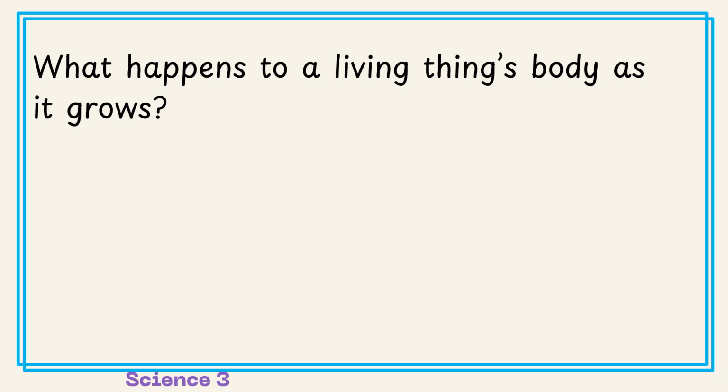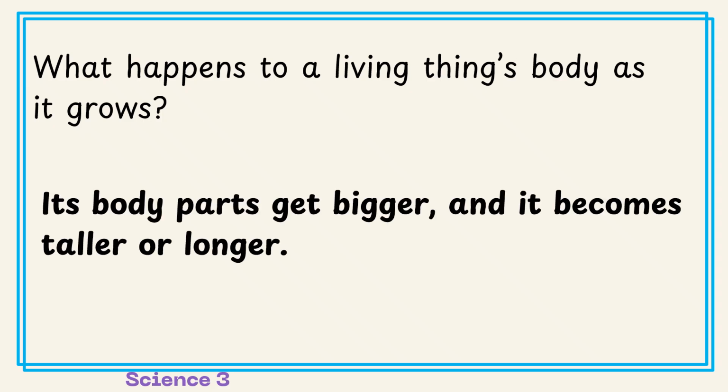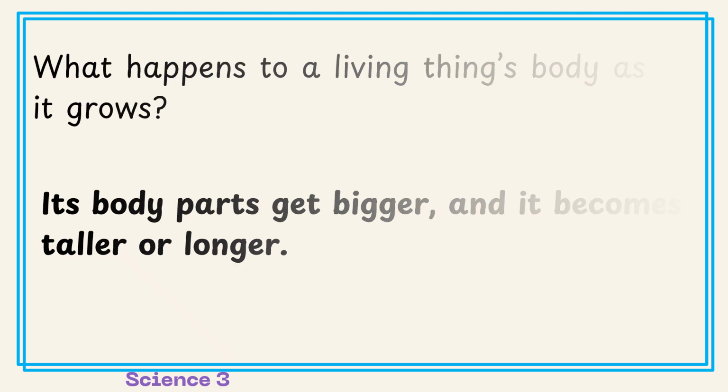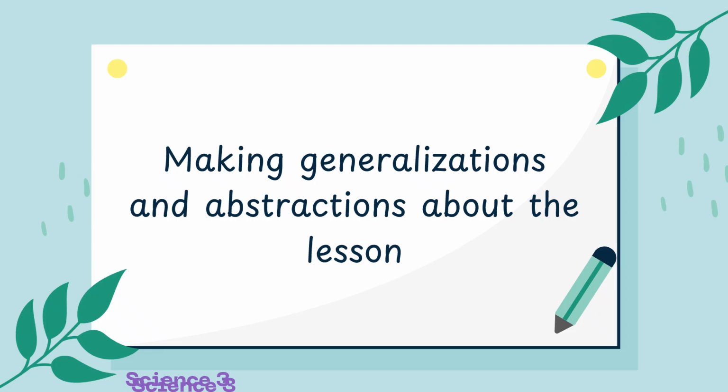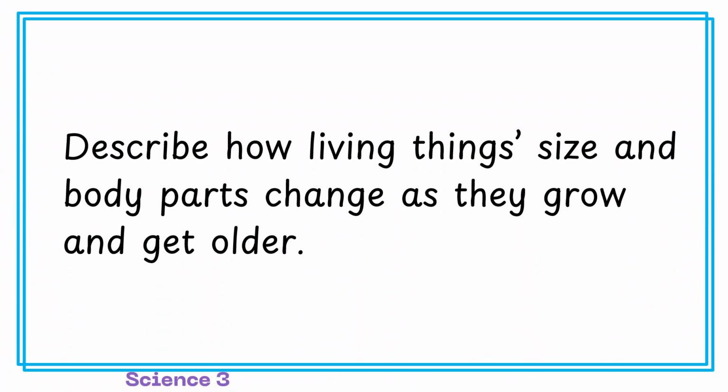What happens to a living thing's body as it grows? Its body parts get bigger and it becomes taller or longer. Living things grow by getting bigger and heavier as their body parts grow. Describe how living things' size and body parts change as they grow and get older.